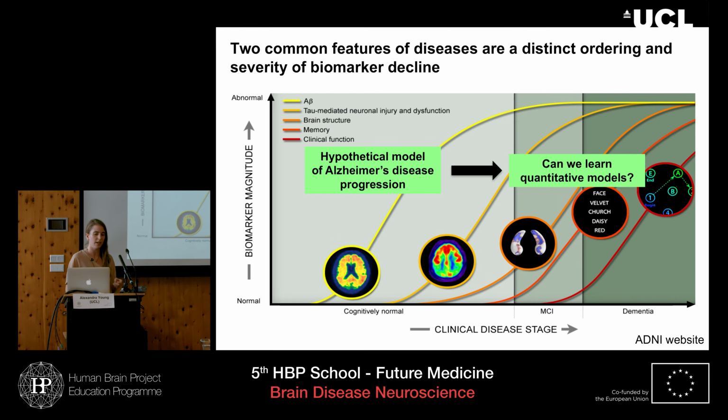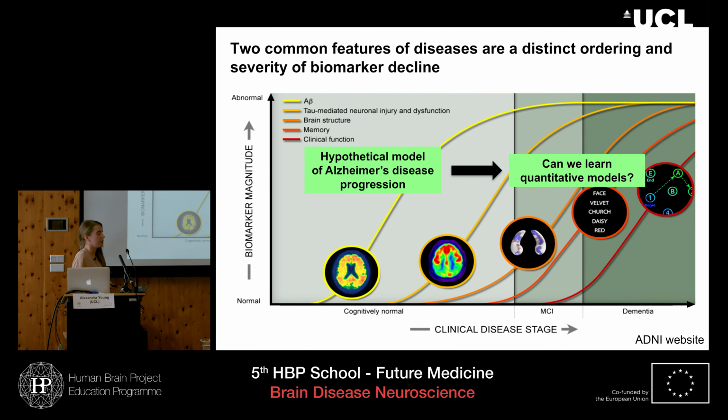So here's an example in Alzheimer's disease of biomarker progression curves. Here we have a hypothetical model of Alzheimer's disease progression, and what we can see is that people think that going from the early disease stages to the late disease stages, you have different biomarkers that are sensitive to different stages of the disease progression. So they think that the disease starts with amyloid plaque build-up, then neurofibrillary tangles, and then in the later stages, changes in brain structure, and finally memory and loss of clinical function.